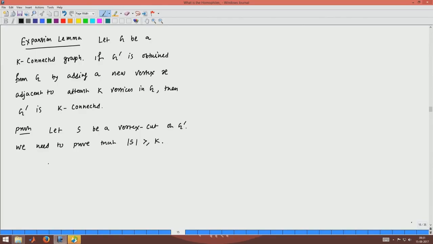Okay. Now, here suppose this is the graph G, which is K connected. And it has many vertices, and I add a new vertex. This is what the expansion lemma is. I add a new vertex x which is adjacent to at least k vertices of G, then the new graph G prime. So, this is G and this is G prime. The new graph is also K connected, that is what we want to prove.